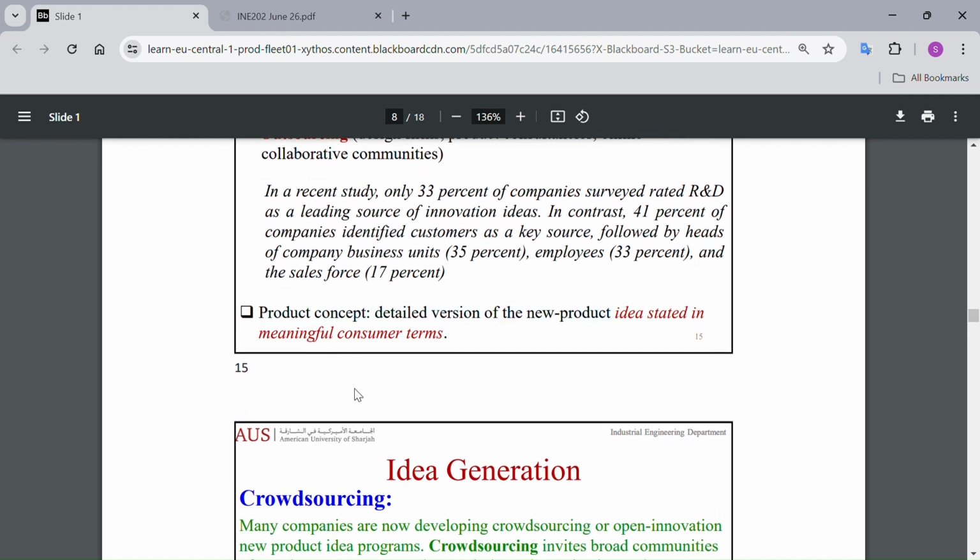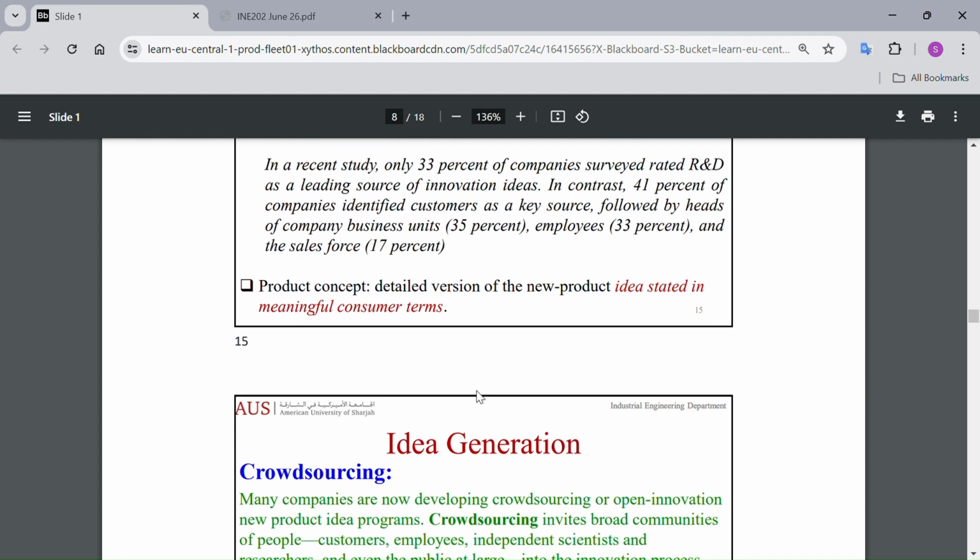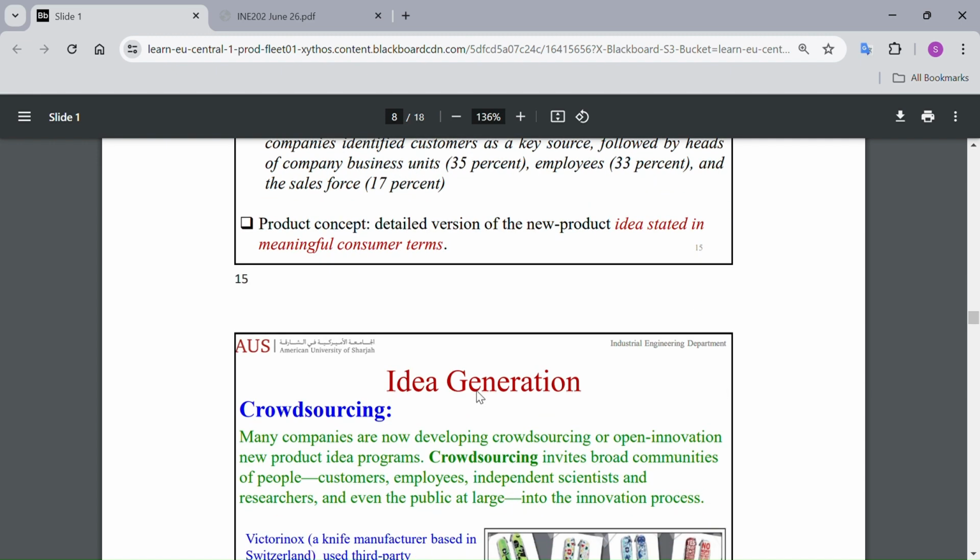Then we have the product concept, which is a detailed version of the new product idea stated in meaningful consumer terms. So the product concept is basically a detailed version of the new product, which can be stated for the consumer.